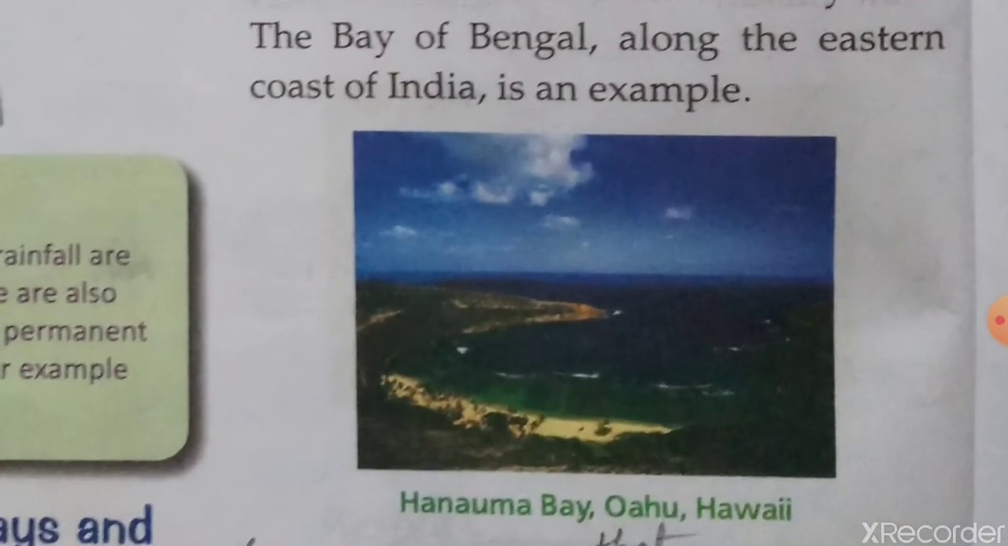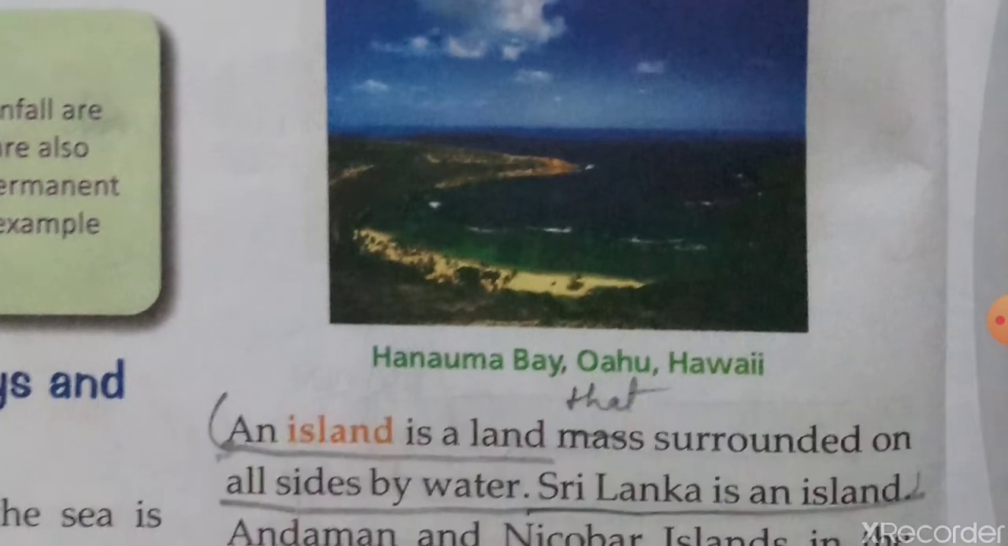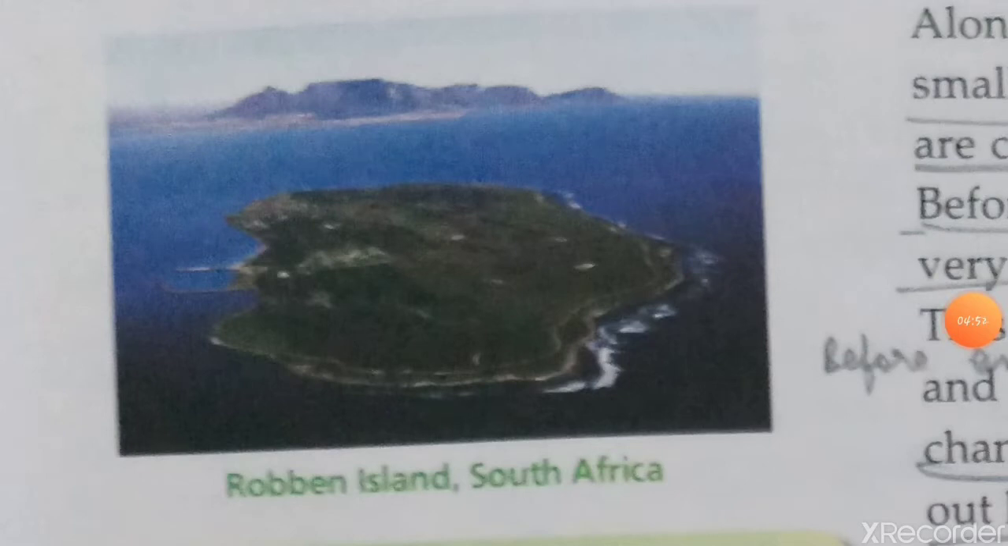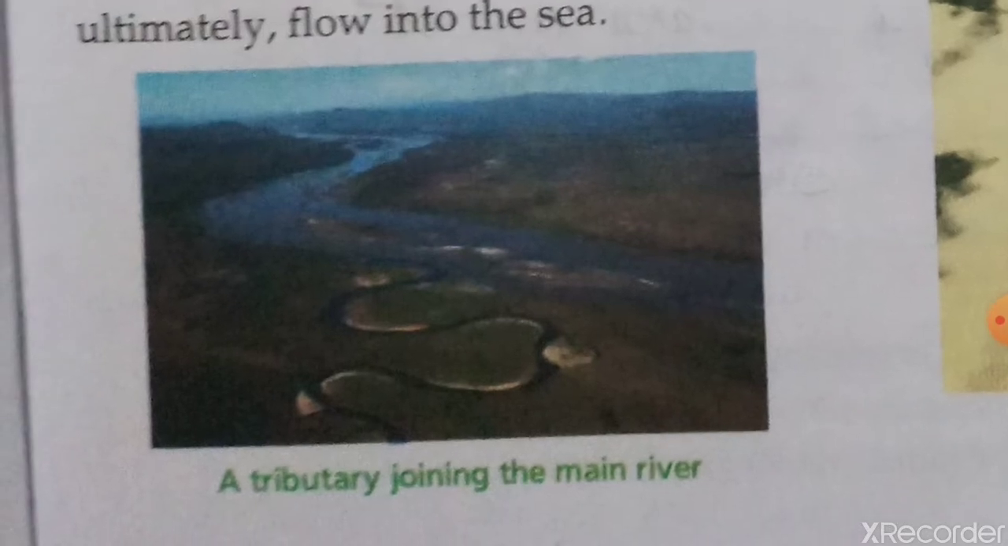All of you look at this. This is the picture of a bay. And this is the picture of an island. You can see water surrounds it on all sides, that is called an island. Now our next topic is river. Long streams of water are called a river. Many rivers start in the mountains from melting snow. Okay students, you can see rivers in this picture.